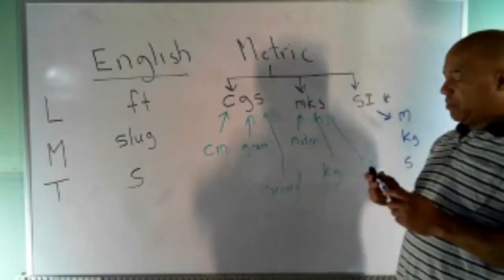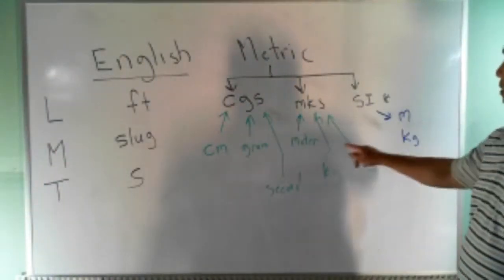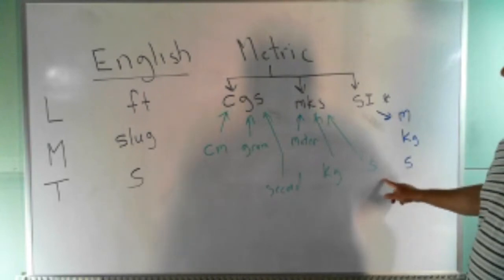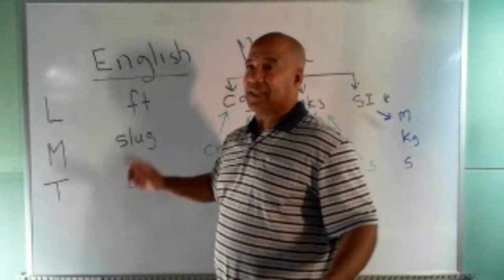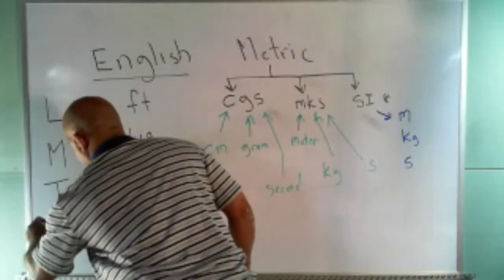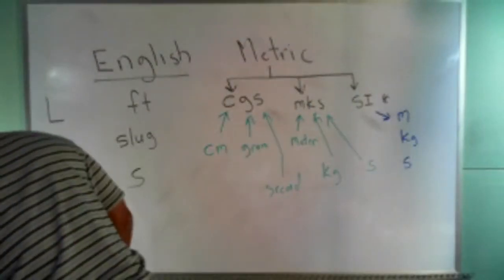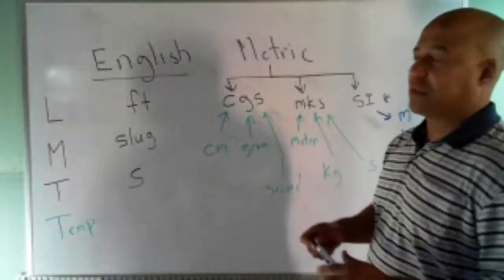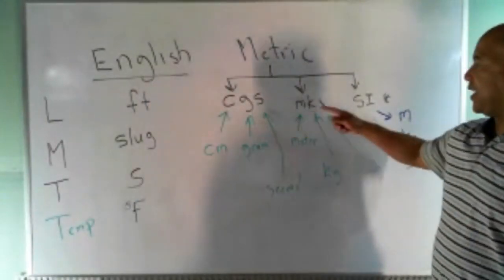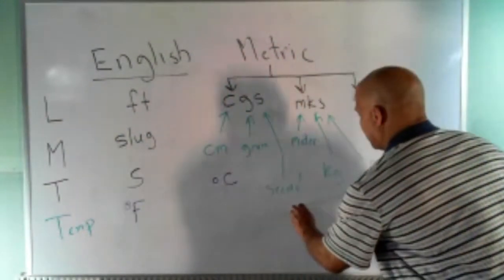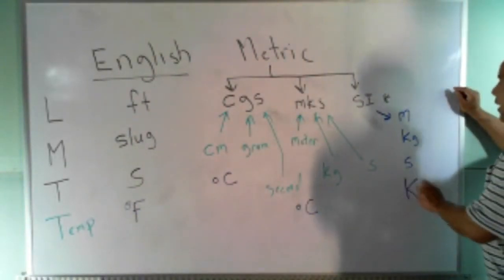And what you should be saying to yourself right now is, well, hold on a second, Singleton, it looks like the MKS and the SI are exactly the same. Meter, meter, kilogram, kilogram, second, second. And for those, they are the same, but there's one more fundamental physical quantity that's important. Length, mass, and time. There's also temperature. If I add temperature to this list, in the English system, the standard way we measure temperature is degrees Fahrenheit. And for both the CGS and the MKS, it's degrees Celsius. But over here, the standard temperature is capital K, and that stands for Kelvins.